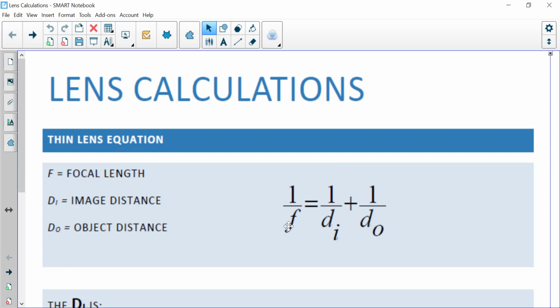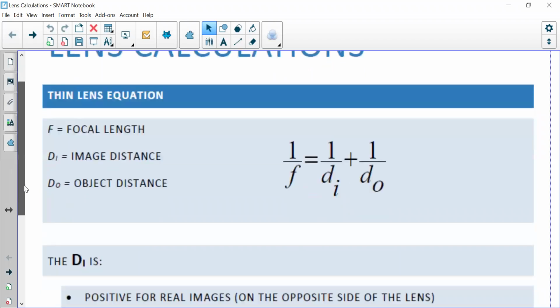So you can figure out the focal length of a lens if you know the distance of where the image formed and the distance where the object was in relation to the lens or the mirror. You can also, if you know the focal length, find DI if you know the DO, or if you have the focal length and the distance of the image, you can solve for DO. We will only ever solve for one variable at a time. Okay, F is focal length, DI is distance of the image, and DO is distance of the object.